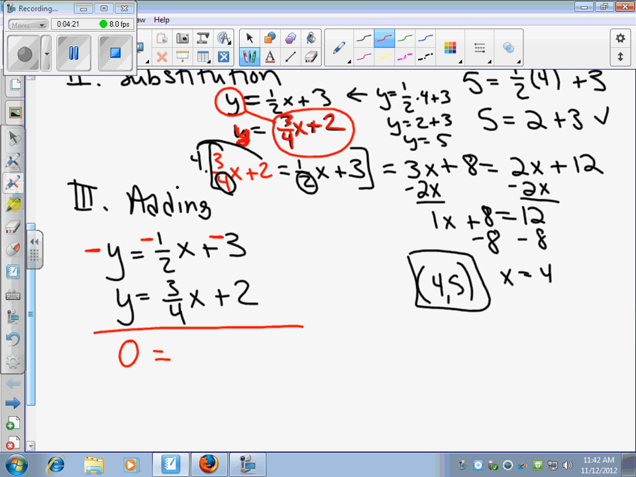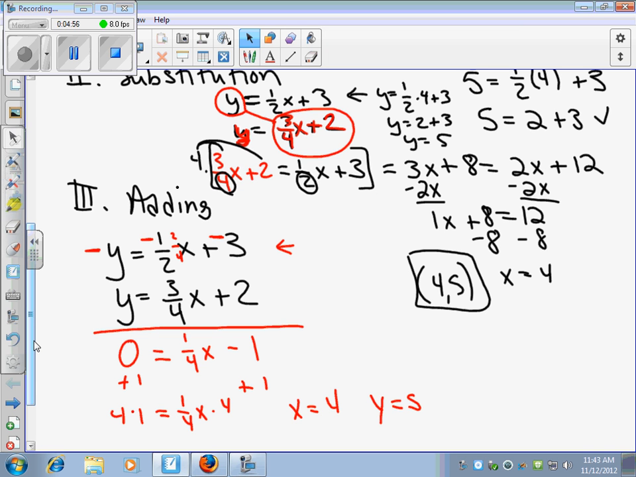3/4 minus 1/2, and remember a half can be thought of as 2/4. So 3/4 minus 2/4 is just going to be 1/4. And negative 3 plus 2 is negative 1. And then I go ahead and solve for x just like I solve for x in any kind of problem. Multiply both sides by 4 to get the x alone. And again, x is 4. I would plug that back into either of the originals and find out that y is still 5.